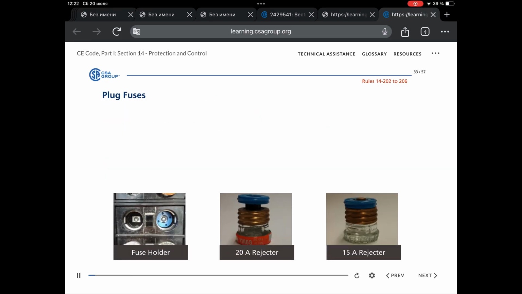Plug fuses are screwed into a base in the fuse holder and complete the circuit. They are designed to protect the wiring. If too much current flows through them, there is a metal strip that melts or burns away, which opens the circuit and stops the flow of the current.